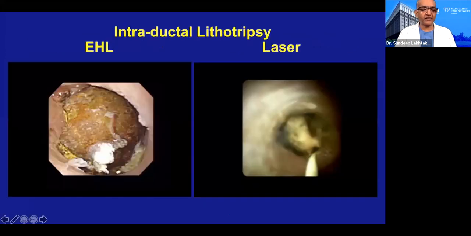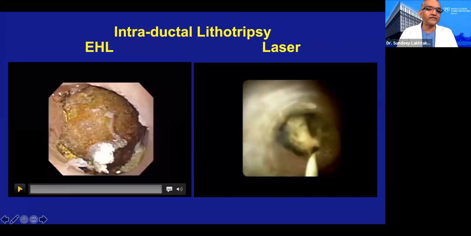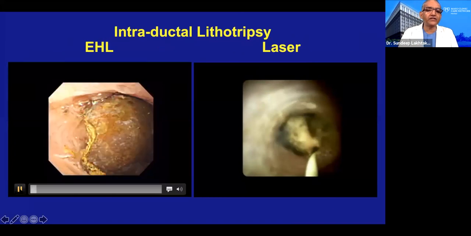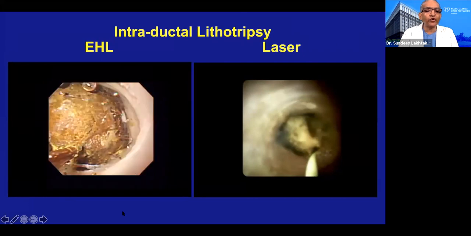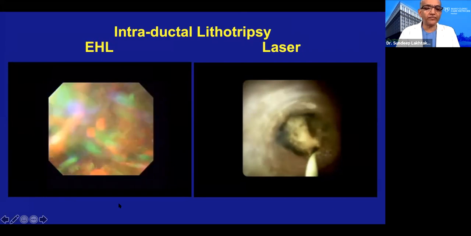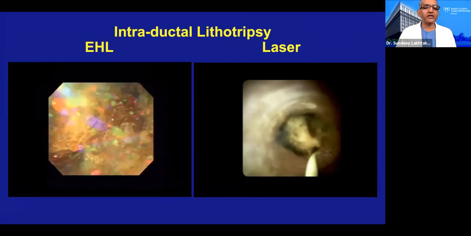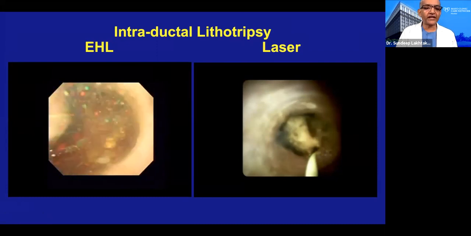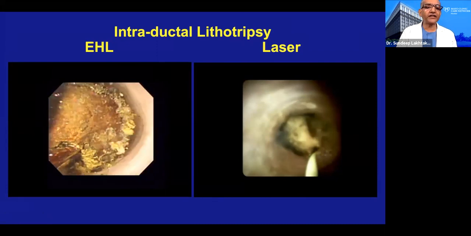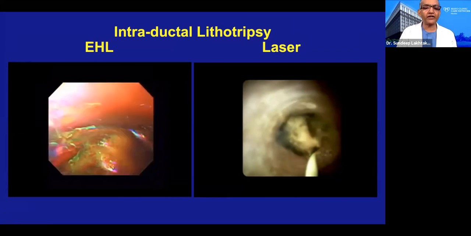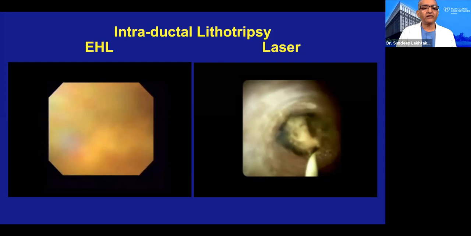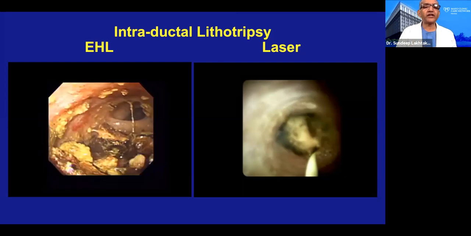Let me show the example of both of them. On the left panel is the EHL, which is done through a cholangioscope. So you see the probe coming out and touching the stone. As soon as you touch, it releases debris and the vision can get obscured. So you have to keep flushing it, make your view better, and keep cracking it either from the center or side on. So you need to have a good flushing mechanism to take it out.